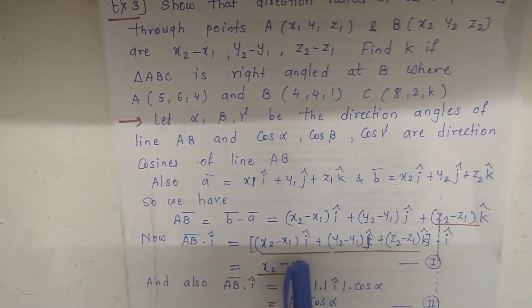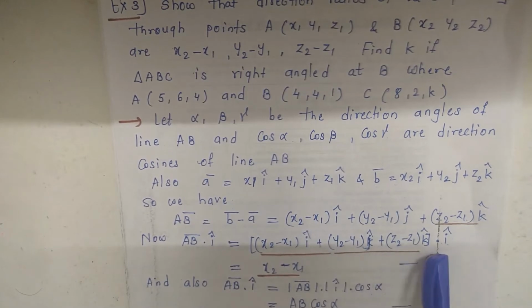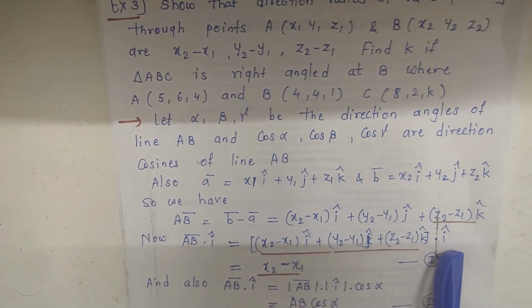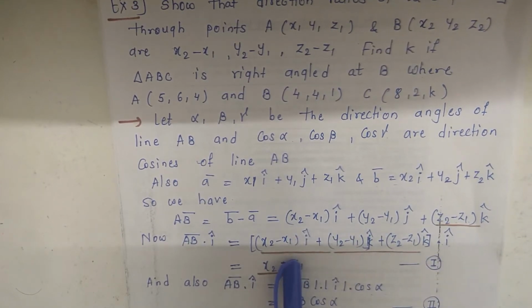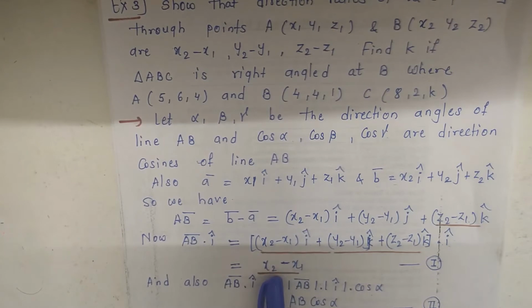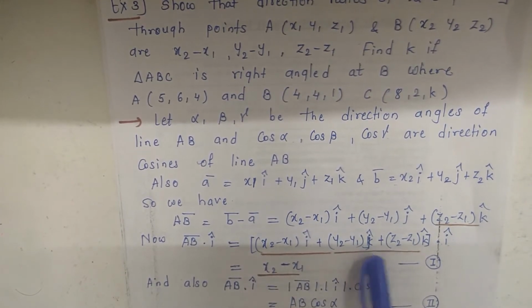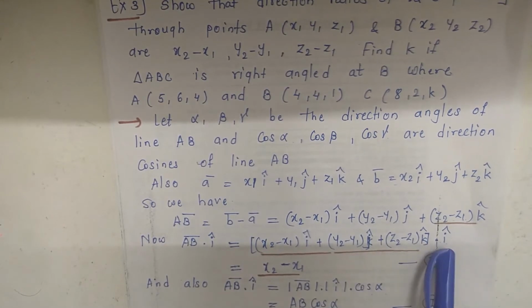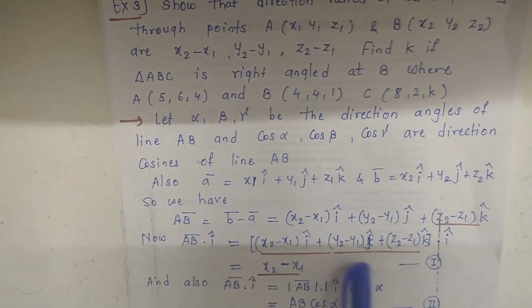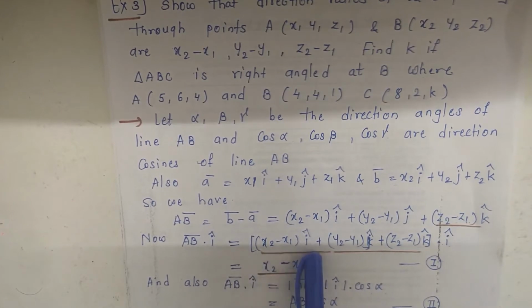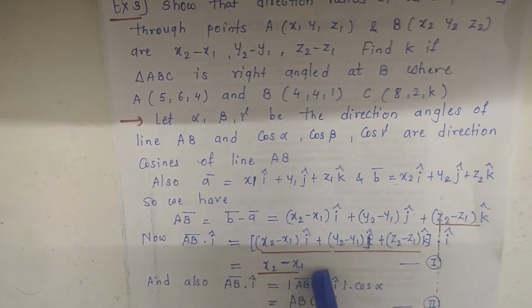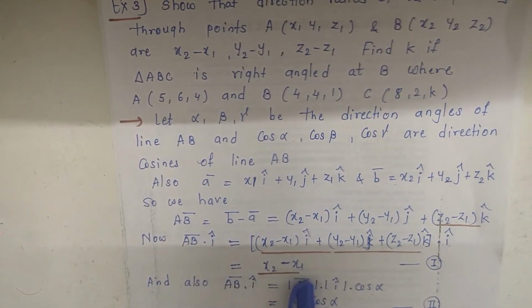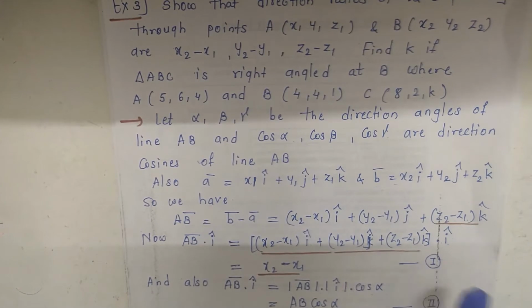By taking the dot product of AB bar with i cap, the dot product of similar vectors will give 1, and the dot product of different vectors will be 0. So the dot product of x2 minus x1 i cap with i cap is x2 minus x1 only. So write here x2 minus x1, say equation number 1.